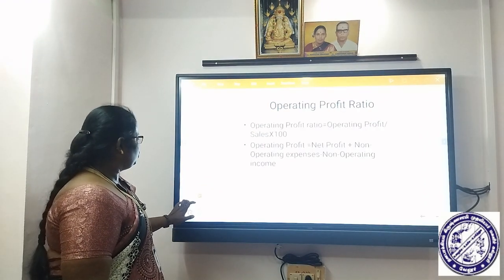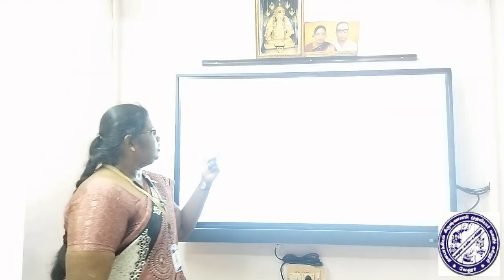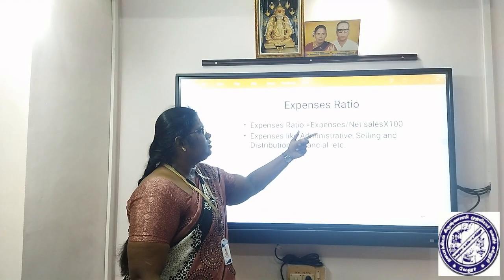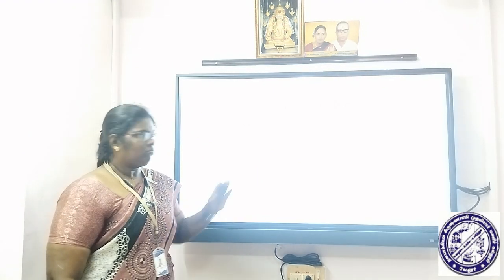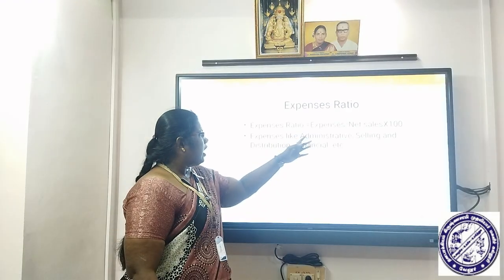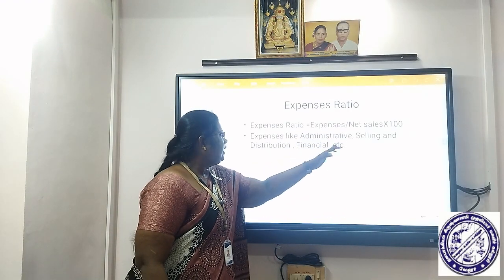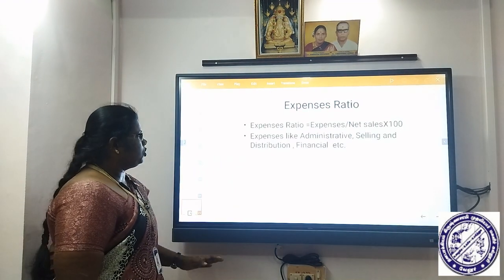Next we have the expenses ratio. Expenses ratio is equal to expenses divided by net sales into 100. What are the expenses in a business? They are shown on the debit side of the P&L account, expenses like administrative, selling and distribution, financial expenses, etc. So these are the ratios to calculate in this ratio analysis.